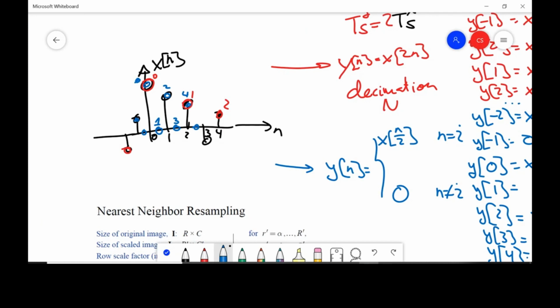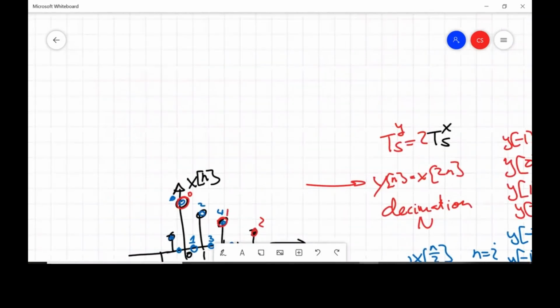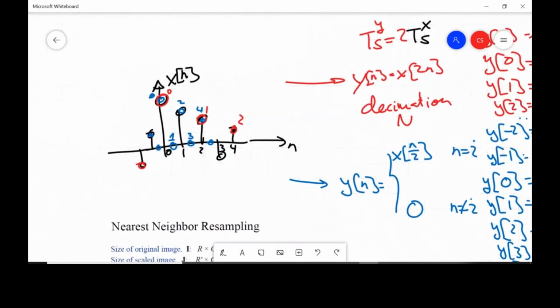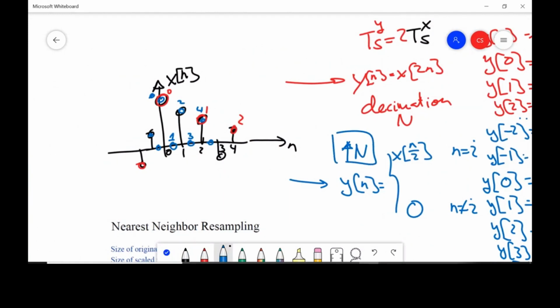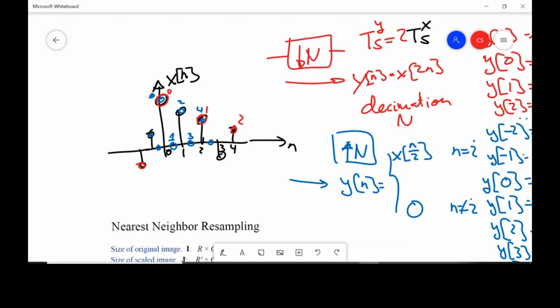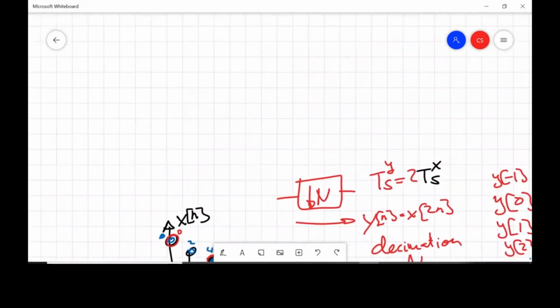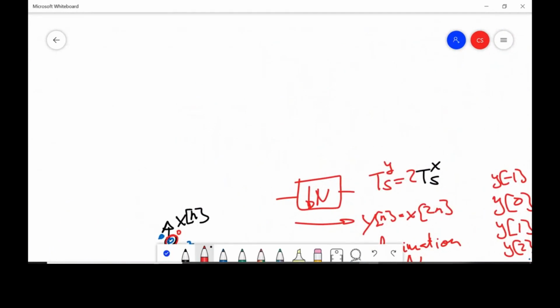These are the two decimation and upsampling operators, but typically they are not used alone. This operator is represented by this: an upsampling by a factor n. This one is represented like this: a downsampling, a decimation by a factor n. And they are used in the following way. Let's say that we have our input signal x.